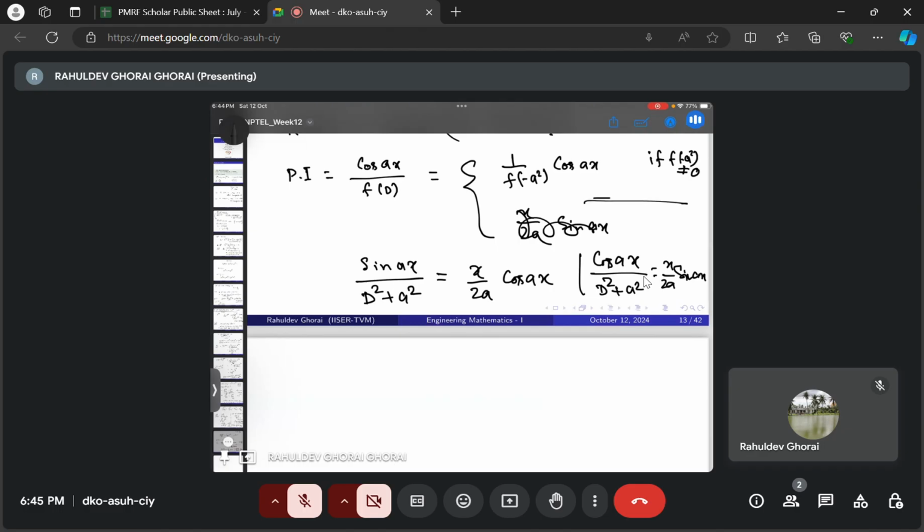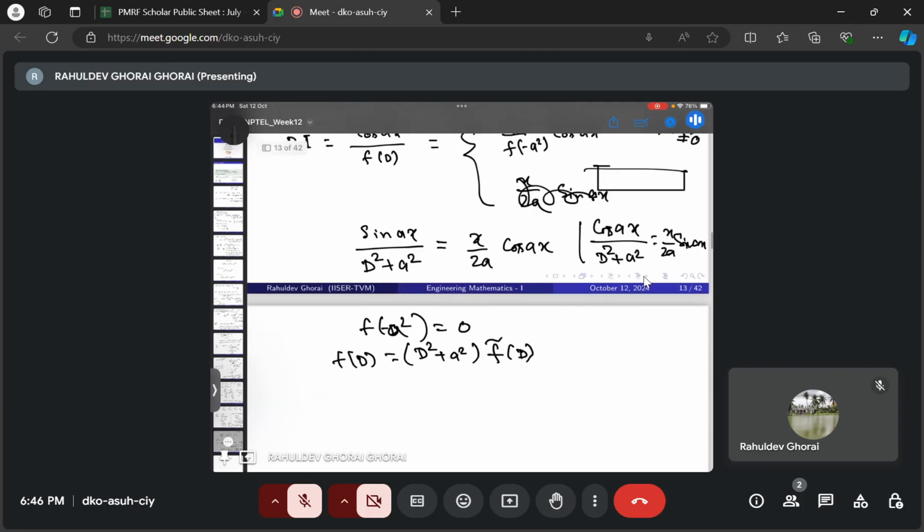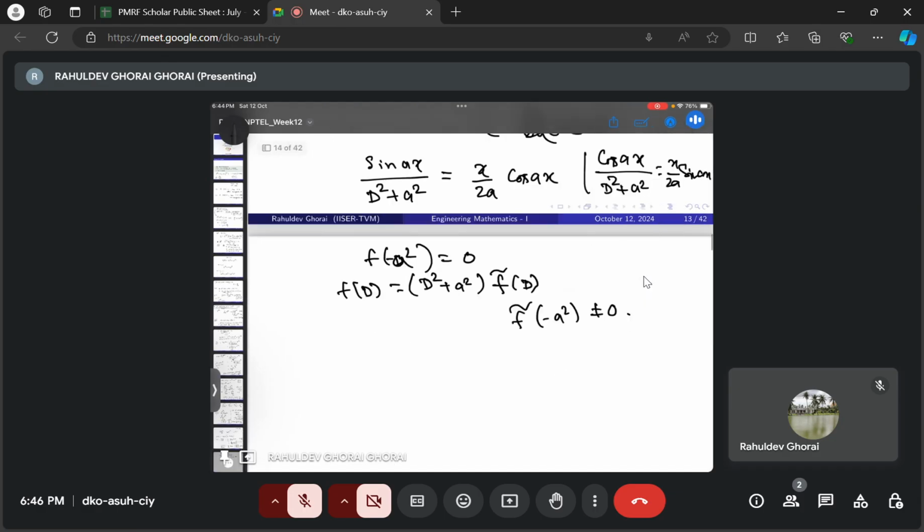Then what will happen? In this case, I left this case, right? So if f of minus d square minus a square is equal to 0, then you will have d square plus a square as a factor. So f of d you can write as d square plus a square times some other f tilde, where f tilde of minus a square will not be equal to 0. So you put that value here, and then you keep this d square plus a square as it is.